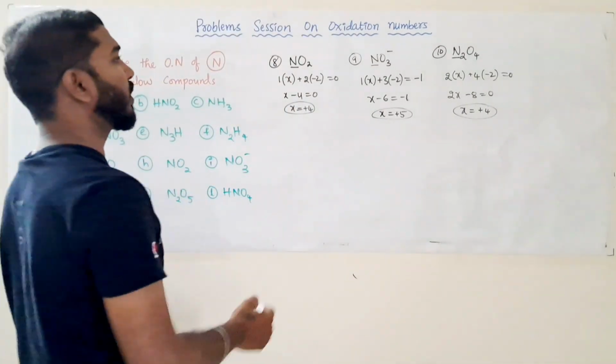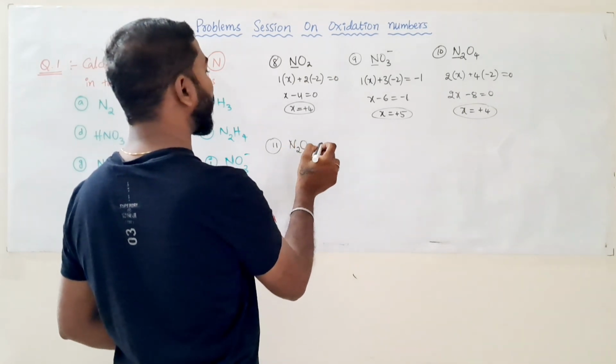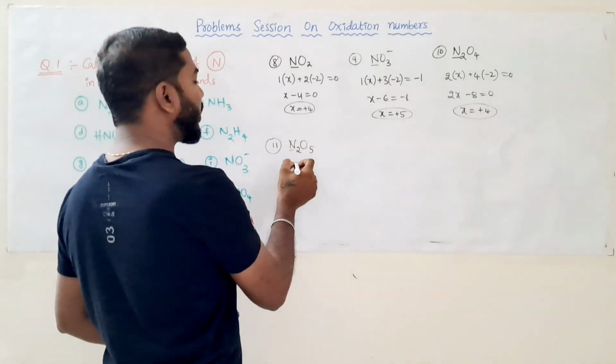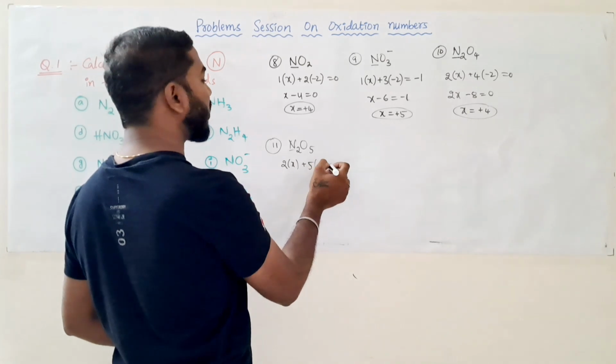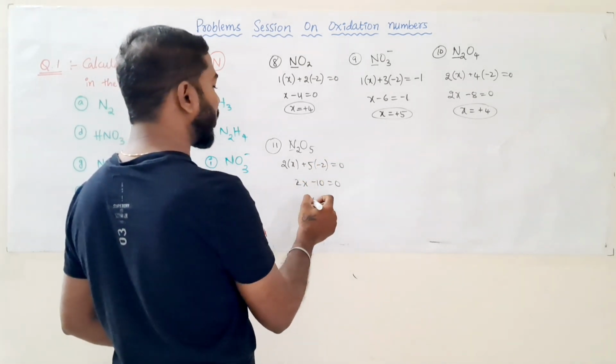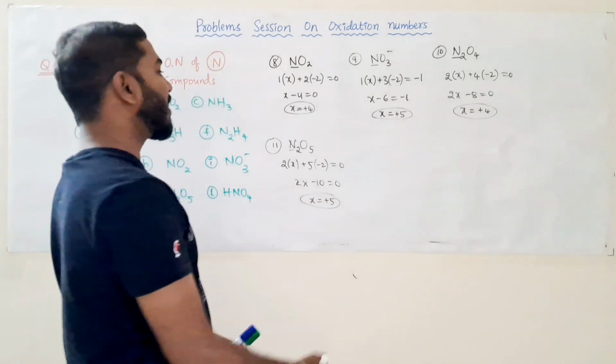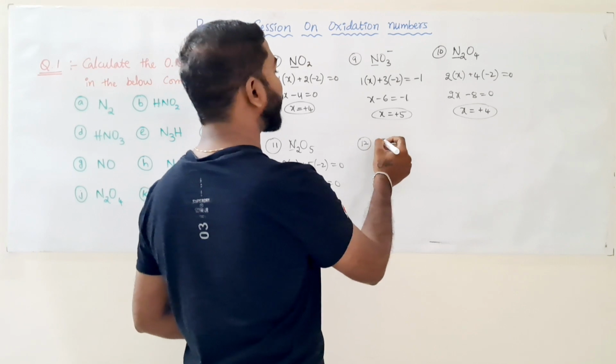And then moving to the next one, that is N2O5, that is called as nitrogen pentoxide. 2 into x plus 5 into minus 2 is equals to 0. 2x minus 10 is equals to 0. Then x is equals to plus 5. And then moving to the last one.